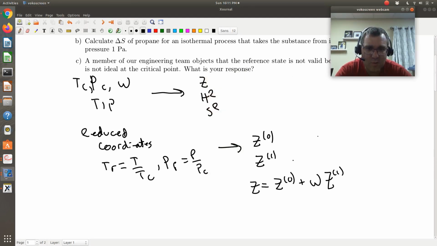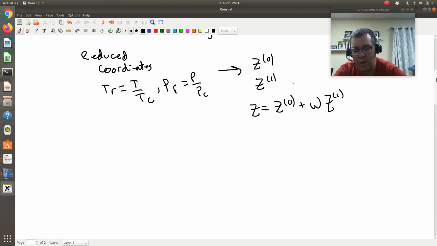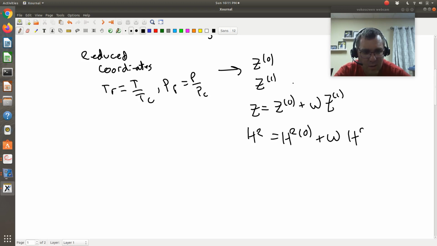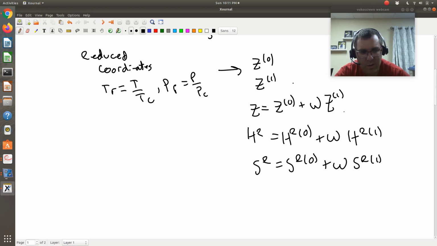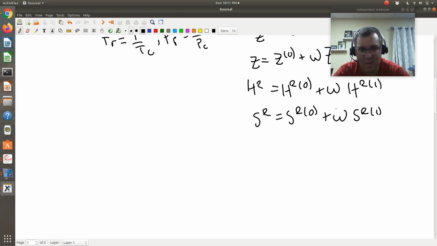So this could be super similar to the last problem. And that's how we'll get residual properties. Just for completeness, HR would be HR naught plus omega HR1. SR would be SR naught plus omega SR1, where Z naught, HR naught, SR naught, Z1, HR1, SR1 are all just functions of reduced coordinates.